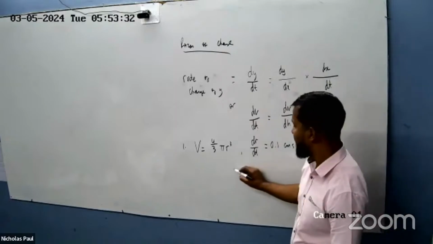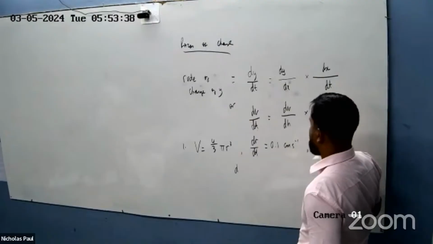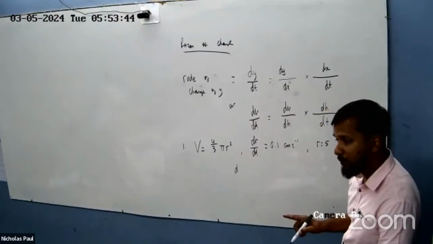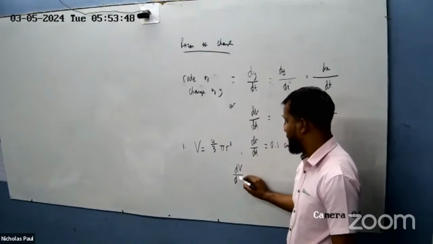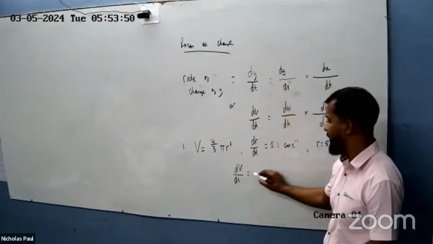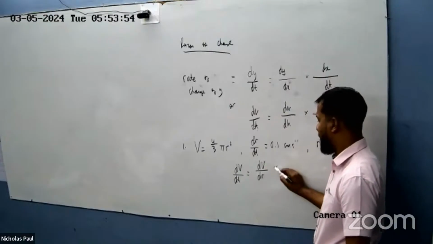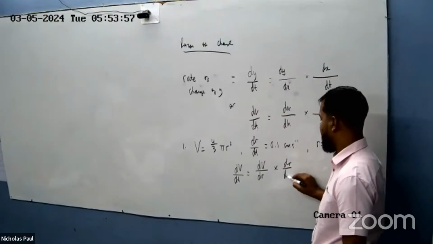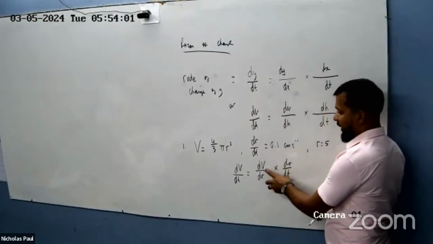And what did they ask us for? Huh? R is 5, sorry. What did they ask us for? A volume rate, right? So they asked for dV dt. So what would the formula be for dV dt? dV dr multiplied by dr dt. And we already have dr dt. So it's just to find dV dr.